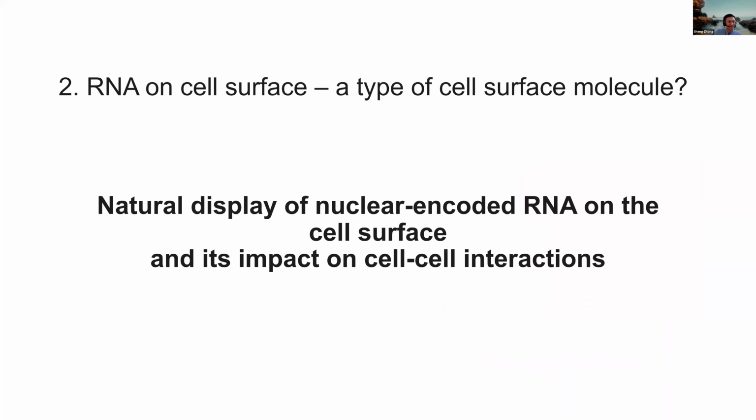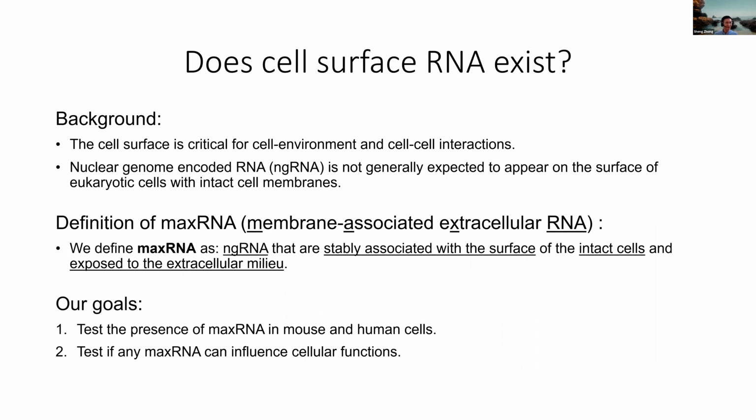With the last few minutes, I wish to switch gears to discuss RNA on the cell surface. Is that a type of cell surface molecule? What I hope to discuss is a naturally occurring display of nuclear-encoded RNA, transcribed from the nuclear genome, that is presented and stably associated on the cell surface, and its impact on cell-cell interactions. So the first question is, does such cell surface RNA exist?